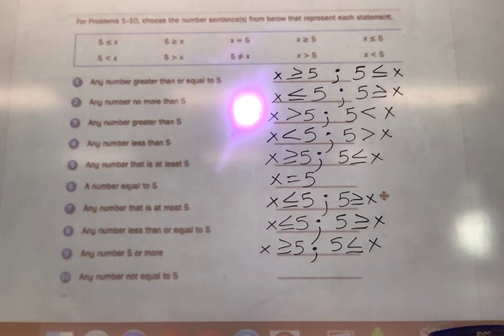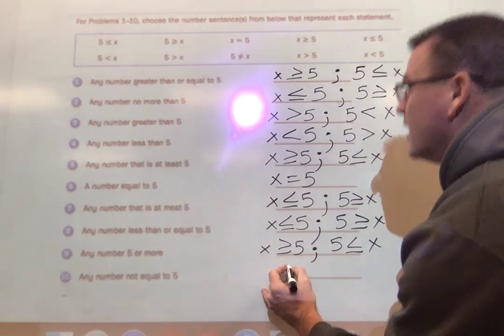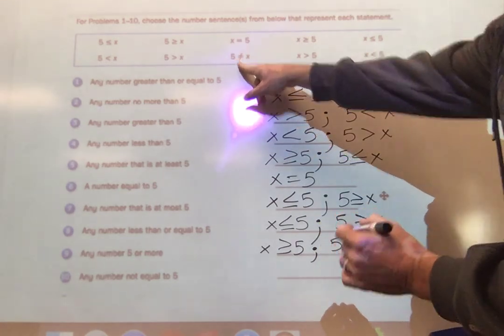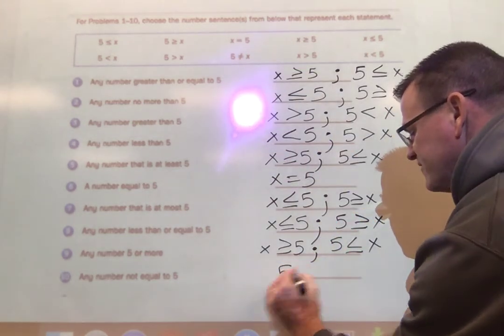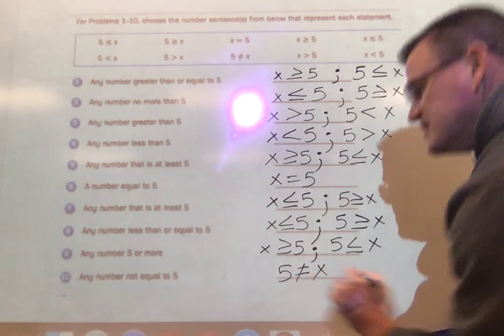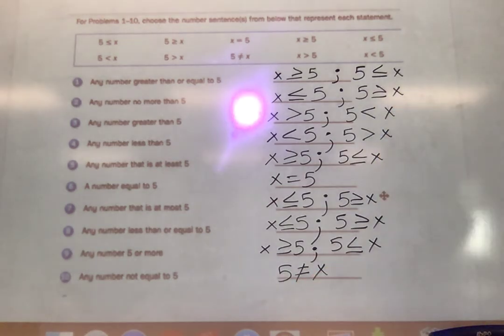And number 10, any number not equal to 5, that would be up here. They've got the example 5 does not equal x. So 5 does not equal x. Any number not equal to 5, not equal means the equal sign with the slash through it. Okay, so all of these, again, they take a lot of reading and thinking on what x can be. Is it bigger, smaller? Can it be exactly that value? And if you think through those, you should be able to get them to make sense. Just takes a little bit of practice.